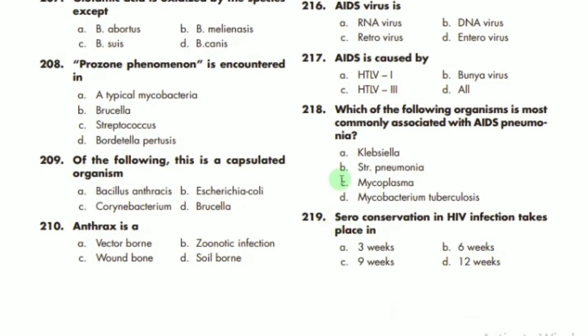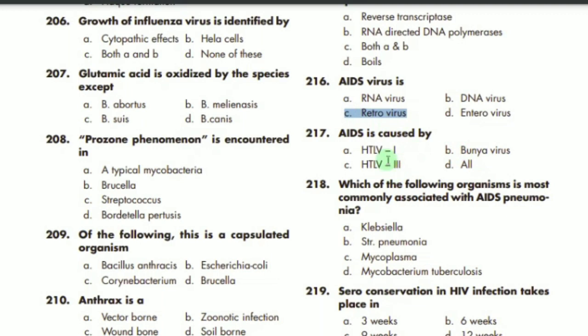MCQ 216 says, what is the AIDS virus? AIDS is mostly a retrovirus. C is the correct option. Now AIDS is caused by all these viruses, human T lymphocyte virus 1, human T lymphocyte virus 3, etc. So all of these is the correct option. D is the correct option, we can say.